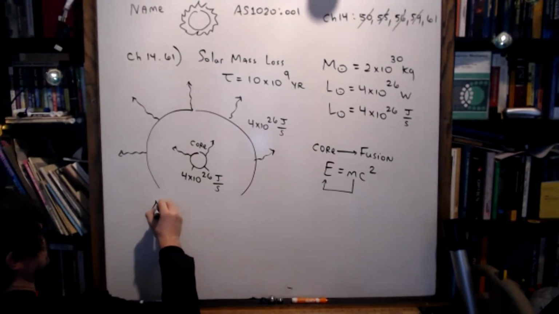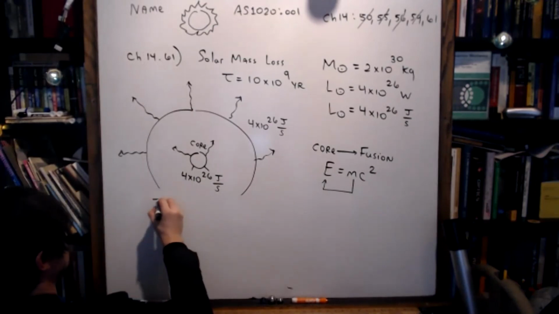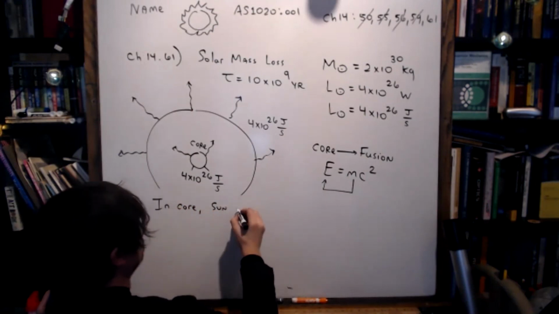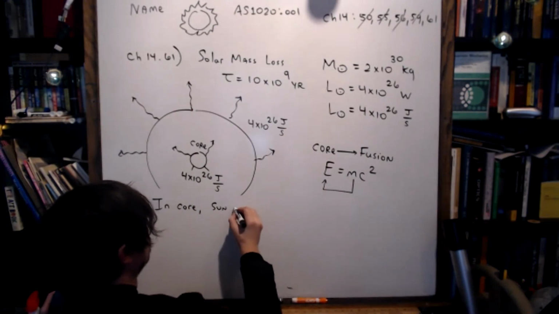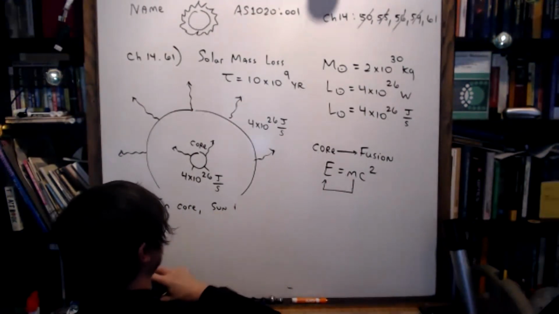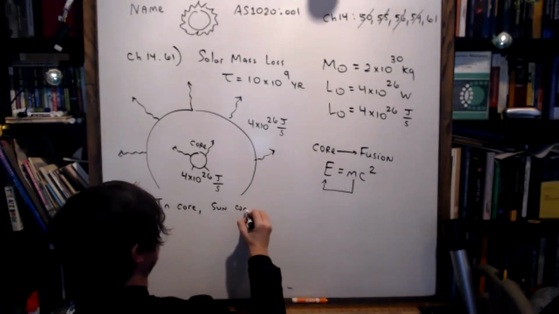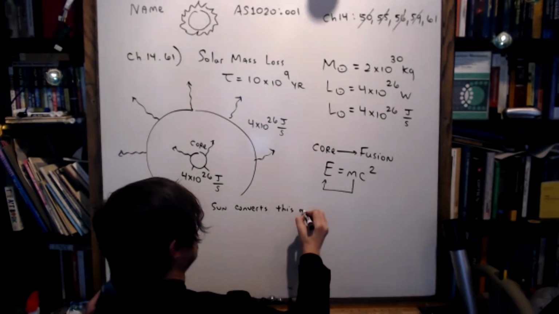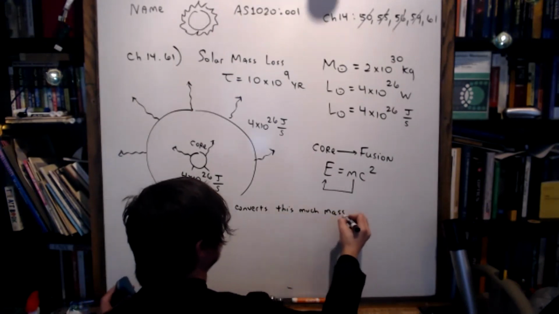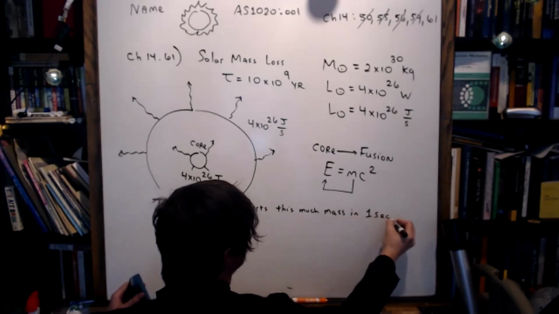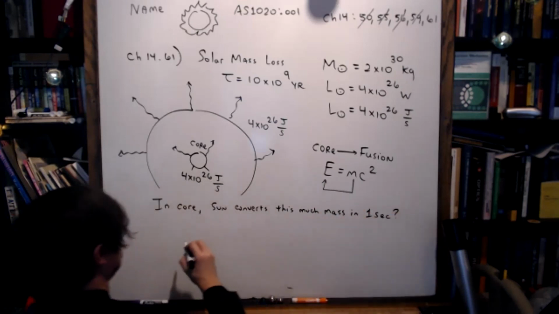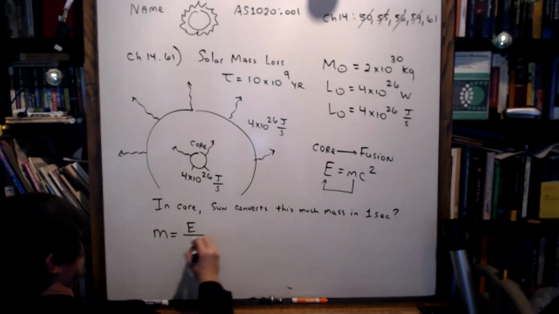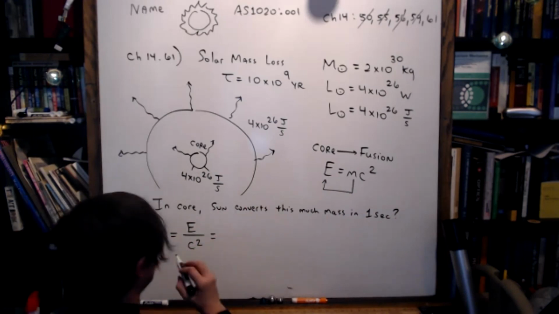So in the core, the sun converts this much mass in 1 second. So we're going to solve for the mass lost. We're going to do E over c squared.